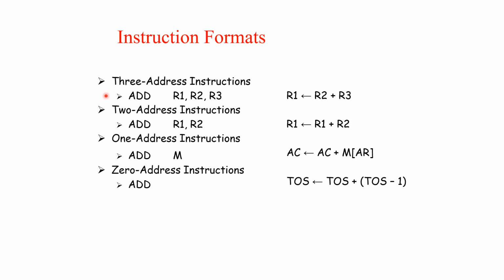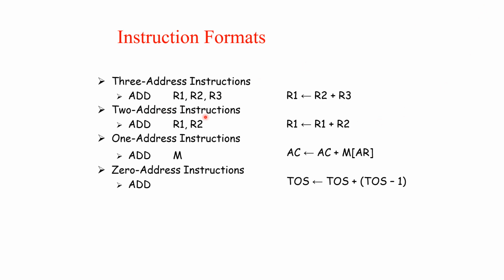Three address instruction. Three address instructions allow for greater flexibility in operations by using three operands. In this format, the instructions specify two source operands and one destination operand. The result of the operation is stored in the destination operand. For example, add R1, R2, R3. In this instruction, the operation add specifies that the contents of the registers R2 and R3 will be added together. The result of this addition will be stored in R1.